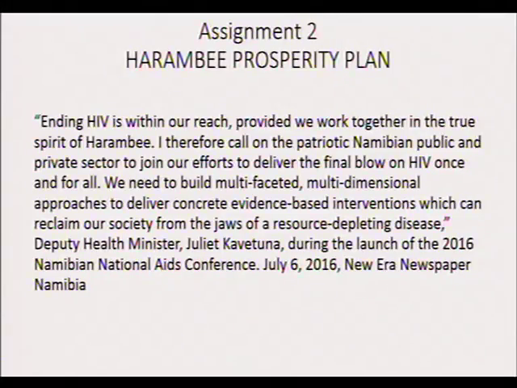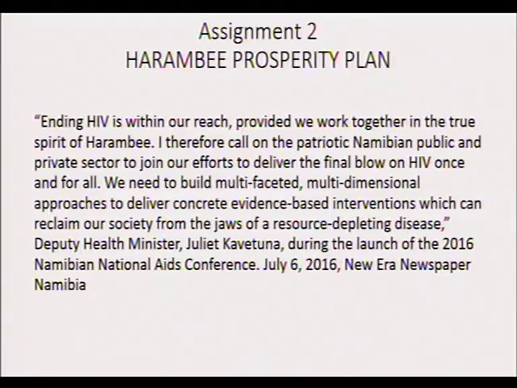She said, ending HIV is within our reach, provided we work together in the true spirit of Harambee. And Harambee means that nobody must be left out. This is the plan of Namibia for the next 5 years, that every Namibian will be involved, especially when it comes to HIV/AIDS. She says further, I therefore call on the Namibian public and private sector to join our effort to deliver the final blow on HIV once and for all. And you can only do that through Harambee.